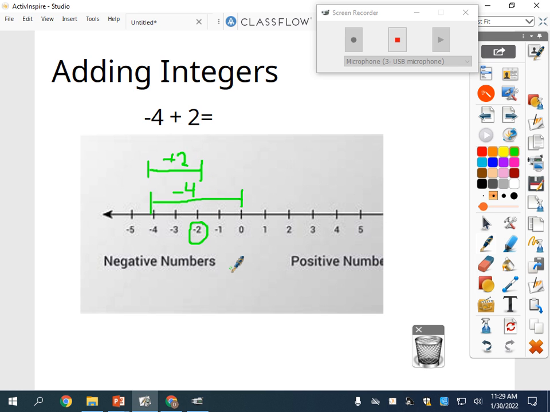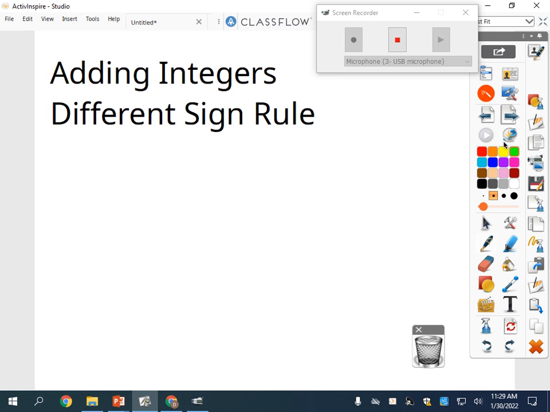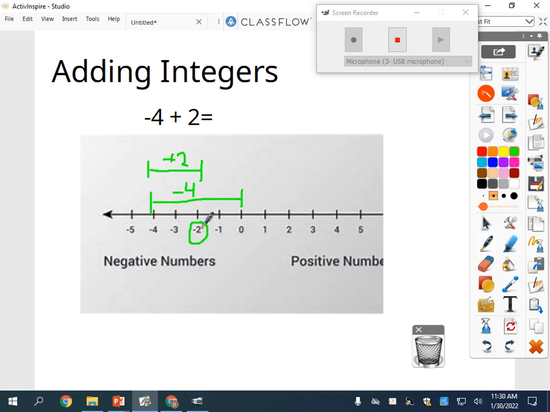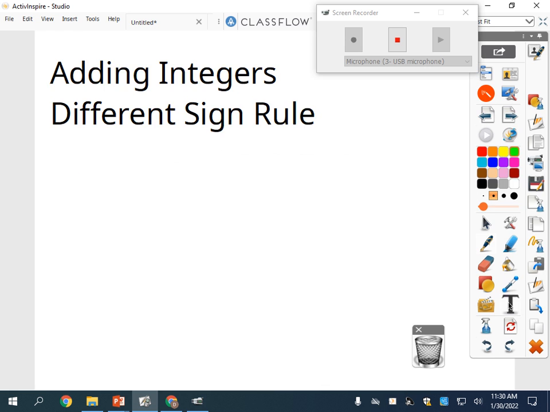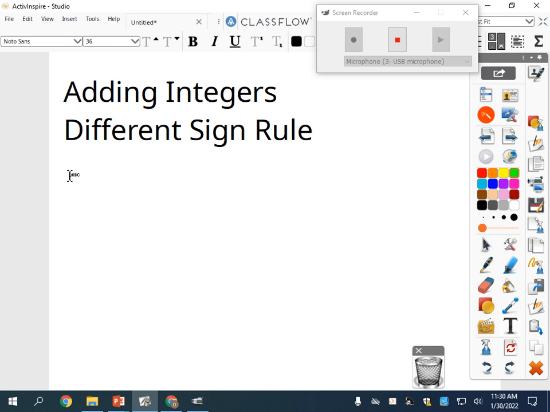Okay, so that's how I use a number line to help me figure out directions and stuff like that. But let's just get right down to the rule of adding integers. Because if you look at this, really I got negative 2 here. So, what did I do to my 2 integers? Well, I subtracted them.